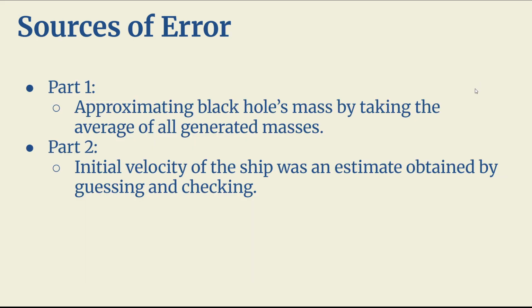So a source of error in part 1 was that we approximated the black hole's mass by taking the average of all generated masses. In part 2, the initial velocity of the ship was an estimate obtained by guessing and checking.